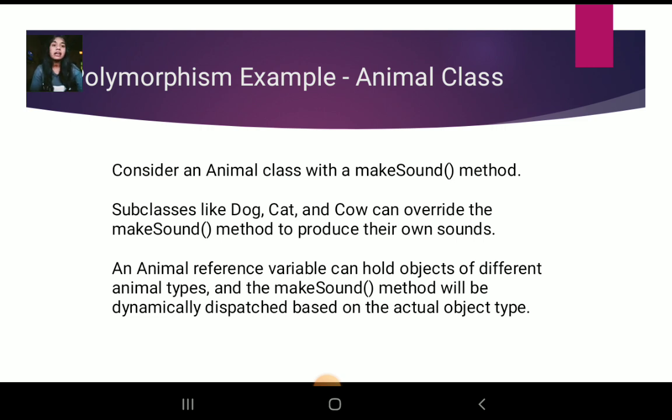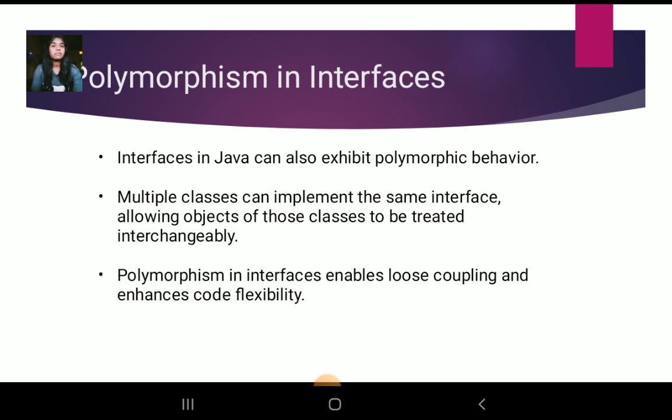Animal class. Consider an animal class with a make sound method. Subclasses like dog, cat and cow can override the make sound method to produce their own sounds. An animal reference variable can hold objects of different animal types and the make sound method will be dynamically dispatched based on the actual object type.